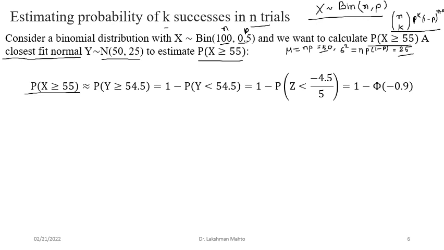We know that x takes values in a discrete fashion, but y is the closest fit normal distribution to this binomial distribution, and y takes values continuously. So this approximation would not be exact; exactness at 55 would not come. So we have to take a little bit of deviation. What is that deviation? It is 0.5. So when x takes a value greater than or equal to 55, there is a deviation of 0.5. That's why we observe y taking a value greater than or equal to 54.5. So this deviation is coming.